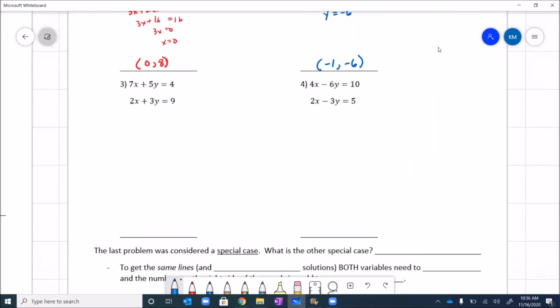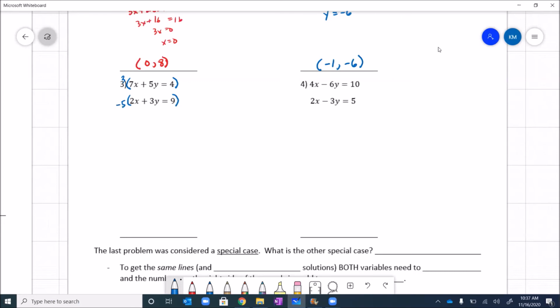All right, number 3. Okay, we have 7x plus 5y equals 4, and 2x plus 3y equals 9. So really it's up to you on which numbers you think will eliminate faster. As I look, I think I'm going to try to get the y's to eliminate. As I look at 5 and 3, I know they both can get to 15. So what I'm going to do is multiply this top equation by 3 to get it to be positive 15, and this bottom equation by -5 to get it to -15y.